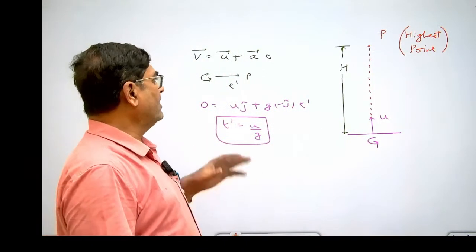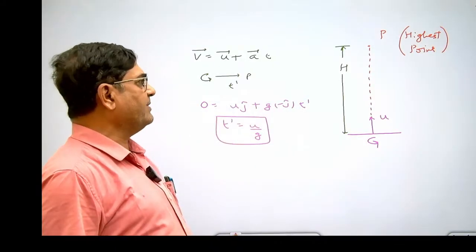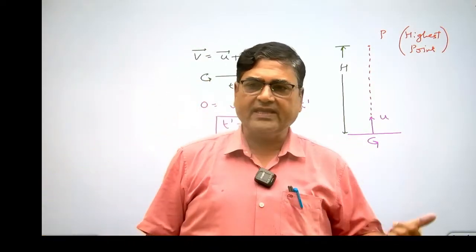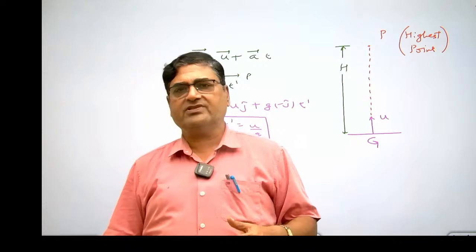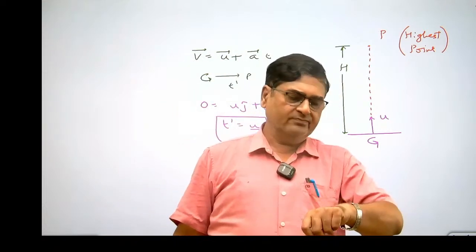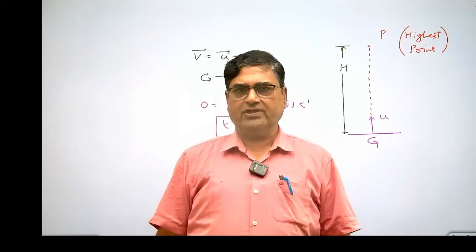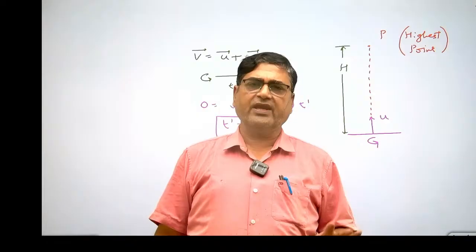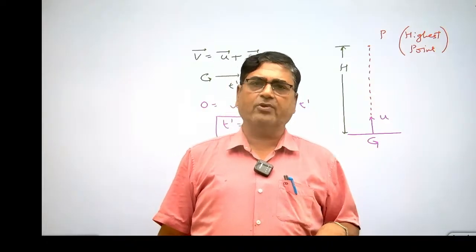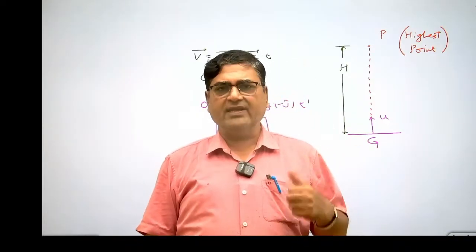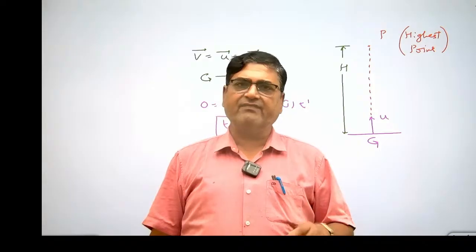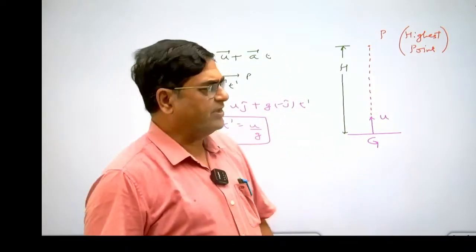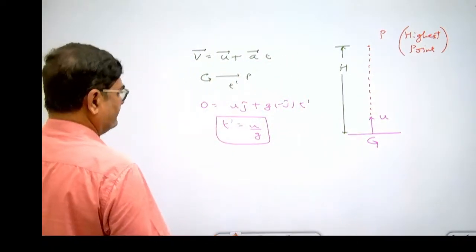Now dear student, we will be looking for the maximum height. This is h. For the calculation of maximum height, you can use the second equation of motion as well as the third equation of motion. Both will give you the same result. But if you apply the second equation of motion, it will take more time in calculation. If you apply the third equation, it will give you a quicker result. So dear student, let's see both.